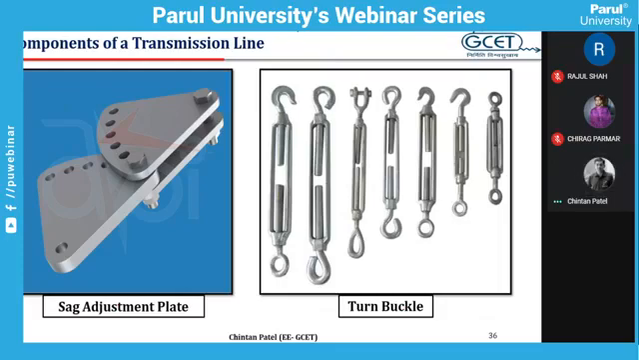So we know that depending upon the surrounding temperature and current carrying capacity of the conductor, sag is increased, generally in the summer season. When the sag is increased, we need to adjust it so that flashover from line to conductor, or from line to any object under the transmission line, can be prevented. So to control the sag, either sag adjustment plates or sag adjustment turnbuckles are used in the transmission line.